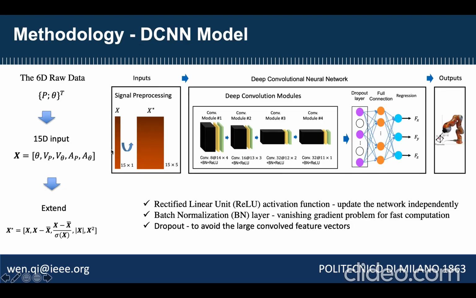According to the limitations of our previous contributions, we developed a model-free based deep convolutional neural network structure for enhanced regression accuracy and fast computation, which is described in this diagram. It consists of 4 similar deep convolutional neural network models with a 2D convolutional layer, a rectified linear unit, and a batch normalization layer. The former one is to update the network independently, while the latter aims to solve the vanishing gradient problem for fast computation. The dropout layer is also adopted to avoid the large convolved feature vectors, causing the phenomenon of overfitting and time-consuming.